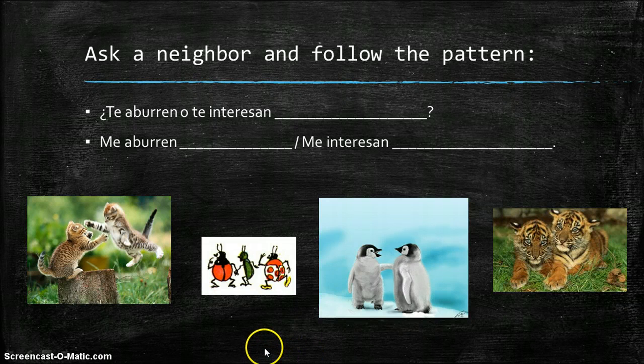Notice I'm not talking about single things anymore. I'm talking about plural things. We have los gatos, los insectos, los pingüinos, and los tigres. So I want you to take turns with your partner asking if your partner is bored or interested in these animals.